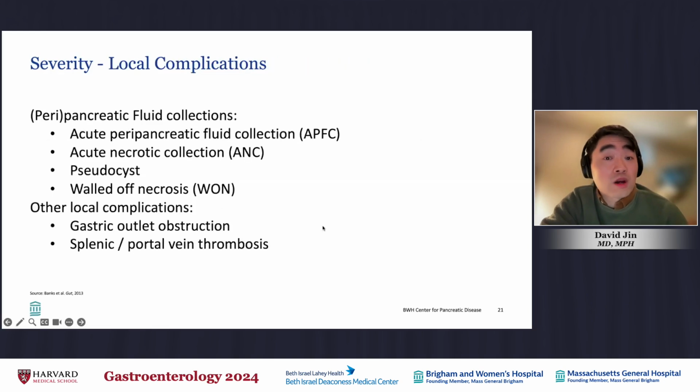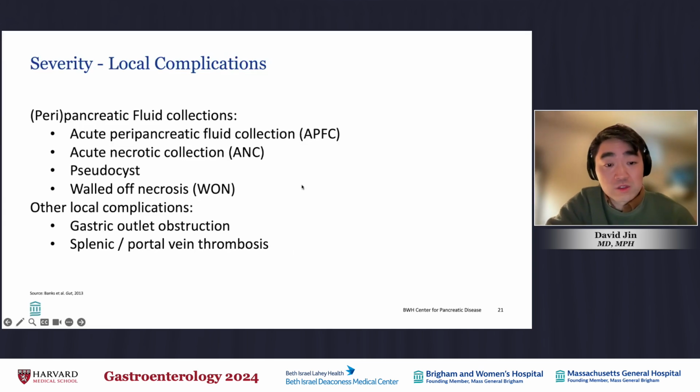I did mention local complications as part of moderately severe pancreatitis. These typically represent pancreatic or peripancreatic fluid collections, such as acute peripancreatic fluid collections, APFCs, acute necrotic collections, pseudocysts, and walled-off necrosis. There are additional local complications that can arise, including gastric outlet obstruction, as well as splenic or portal vein thrombosis.